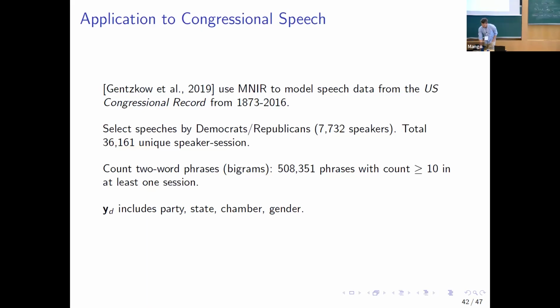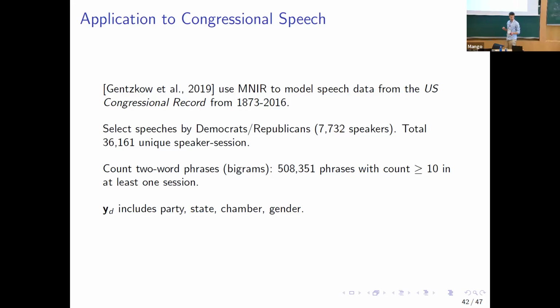All right, so let's take this basic regularized discrete choice model to a data set. This Econometrica paper uses this multinomial inverse regression model to model speech data from the US congressional record. And so this is, again, a large corpus. It is freely available, from 1873 to 2016. You can go download it from whatever historical archives the US government maintains. And it records every speech made on the floor of Congress in a particular congressional session, right?